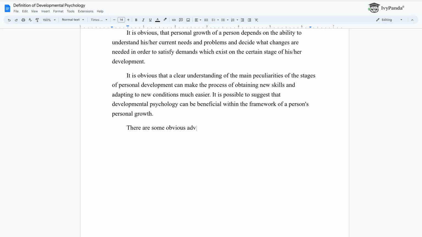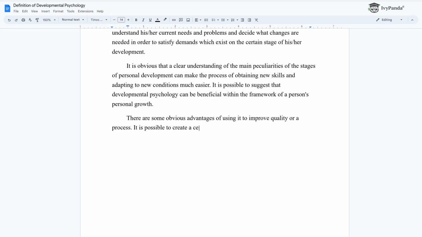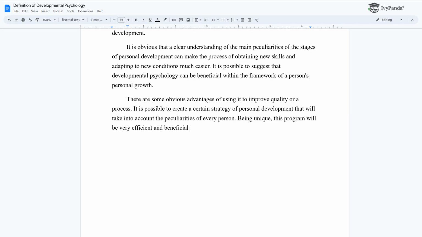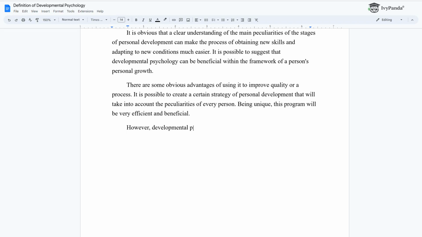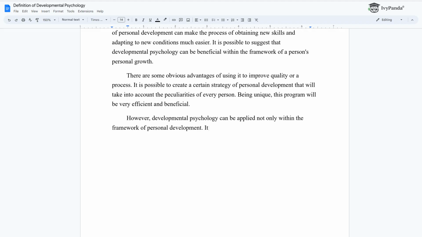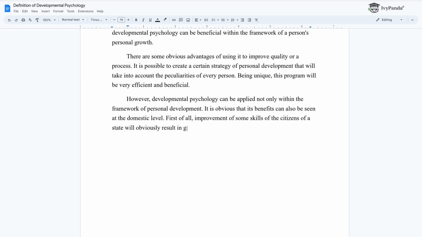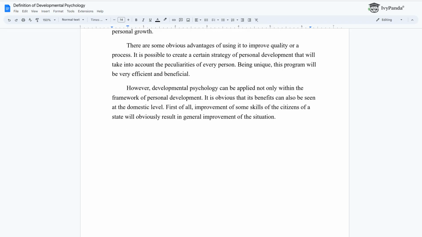There are some obvious advantages of using it to improve quality or a process. It is possible to create a certain strategy of personal development that will take into account the peculiarities of every person. Being unique, this program will be very efficient and beneficial. However, developmental psychology can be applied not only within the framework of personal development. It is obvious that its benefits can also be seen at the domestic level. First of all, improvement of some skills of the citizens of a state will obviously result in general improvement of the situation.